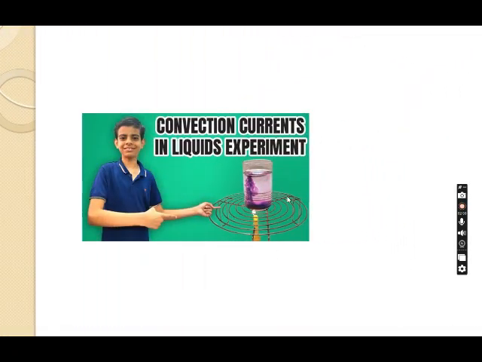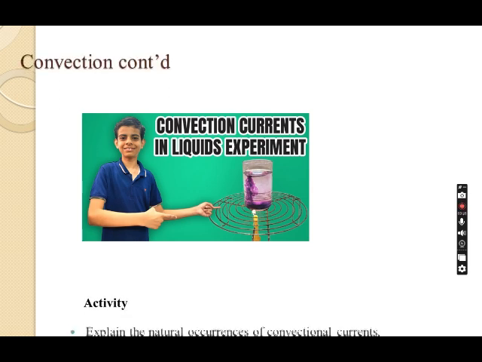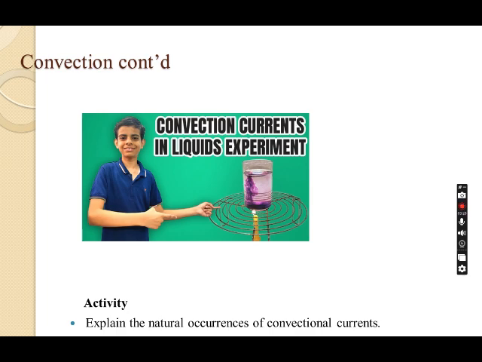So this is where at the bottom we are having potassium permanganate. When you heat it, this is the source of heat. The potassium permanganate, the purple color, moves up, and when it reaches here, it spreads on top of the water and then again goes down, and in that case it forms the convection currents. I have an activity. You search and explain the natural occurrences of convection currents.